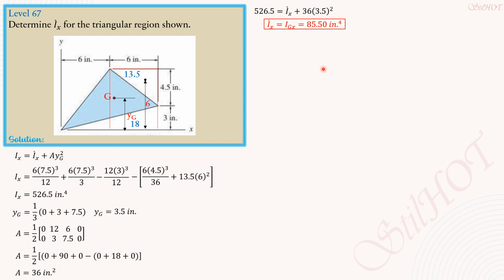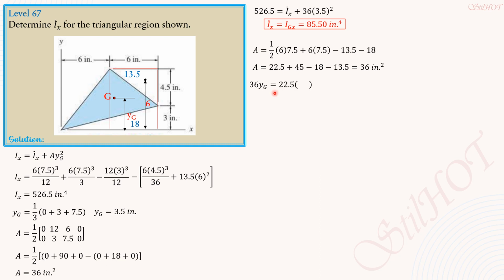For our second solution, we need to transfer each centroidal moment of inertia to the x-axis. So area is 1/2 of 6 times 7.5 plus area of rectangle 6 times 7.5, to prove that YG is 3.5, and we solve the area by coordinates here. Then minus the area of this triangle, 13.5, minus the area of this triangle, 18. So area is 22.5 plus 45 minus 18 minus 13.5, which is 36 square inches also, which proves this area by coordinates.